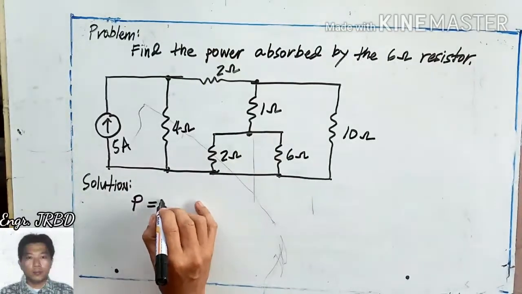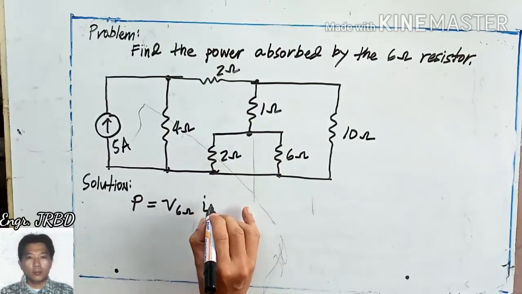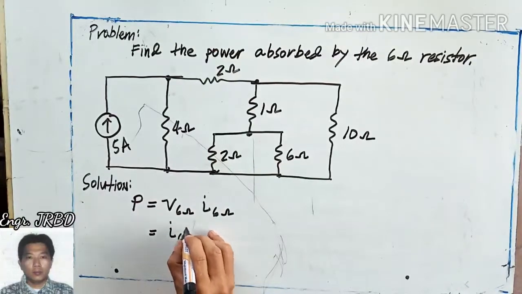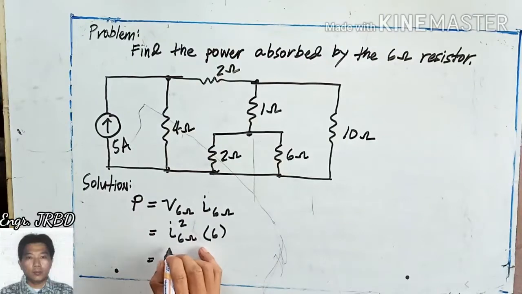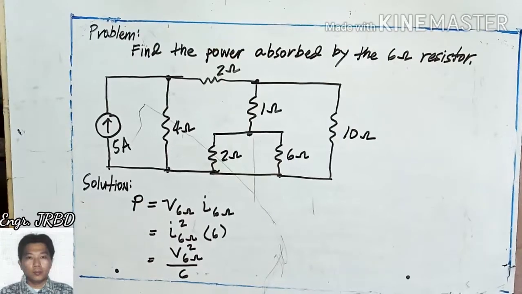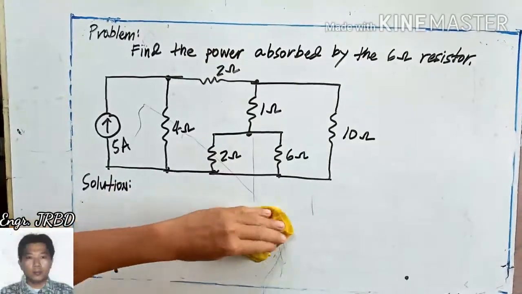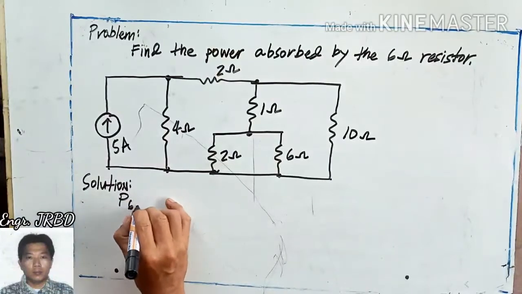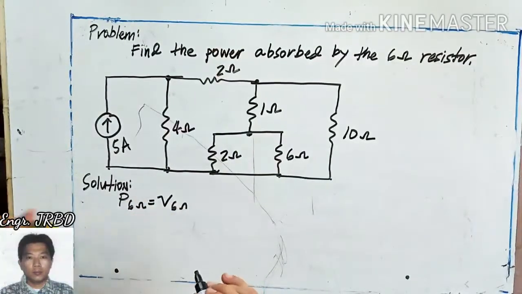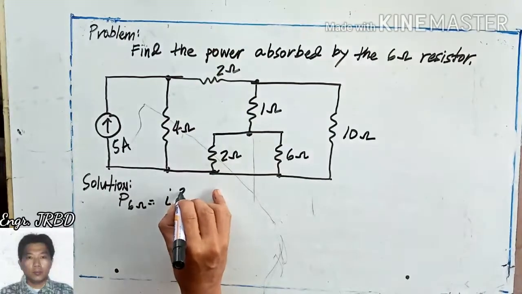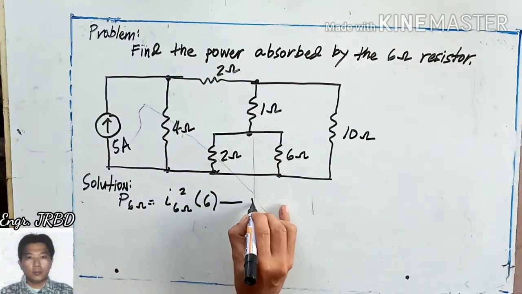The equation for power is the voltage across your 6 ohms times the current across your 6 ohms. Or, we have a variety of equations here. This is the current in your 6 ohms squared times 6 ohms, or the voltage across your 6 ohms squared all over 6. Depending upon your choice. Okay? So, supposing that we will be using the simplest equation, power in your 6 ohms is the current in your 6 ohms squared times 6. This will be your working equation.